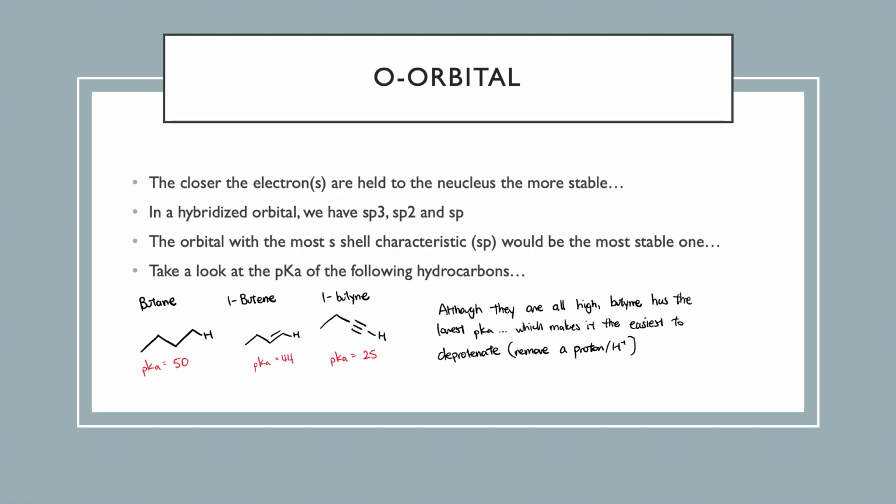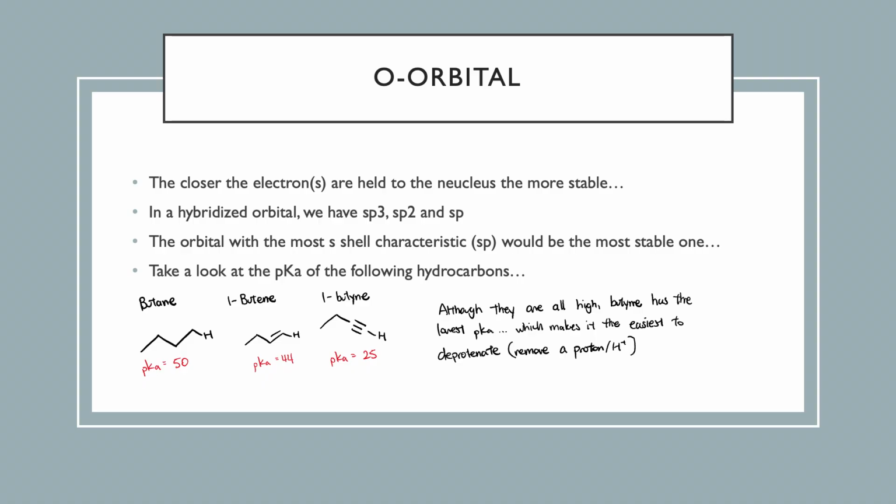And finally, orbital. This one, I'm just going to keep it simple for you guys. The closer the electrons are held to the nucleus, the more stable. So, in a bond, we have hybridized orbitals, sp3, sp2, and sp. sp, with the most s-character, has the smallest orbital, and it is closer to the nucleus.